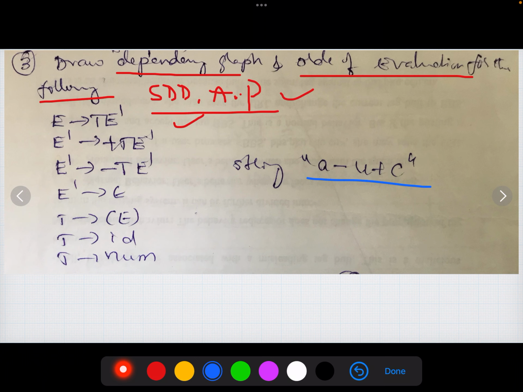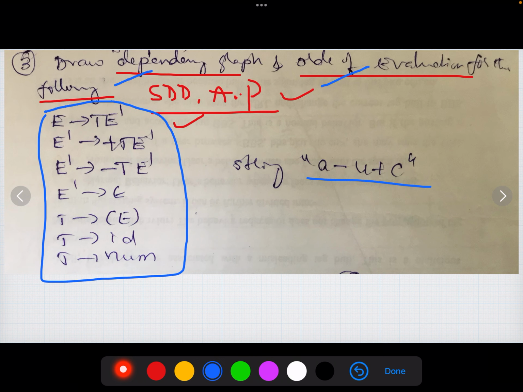This completes the SDD for this particular production. But actually they have asked for the dependency graph also and order of evaluation. We'll understand that in the next video, first giving the definition of these two. Thank you.